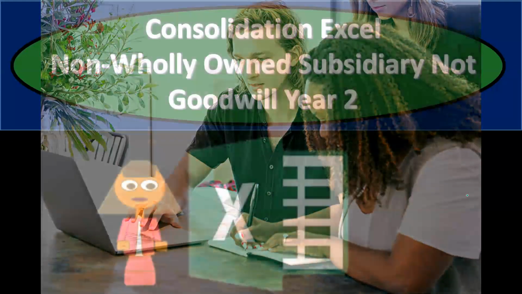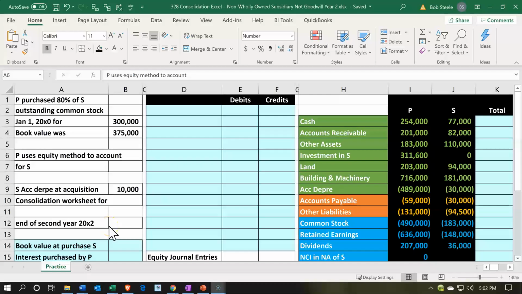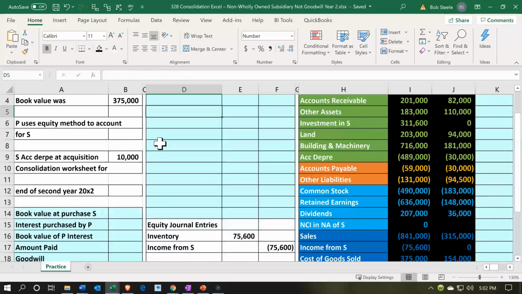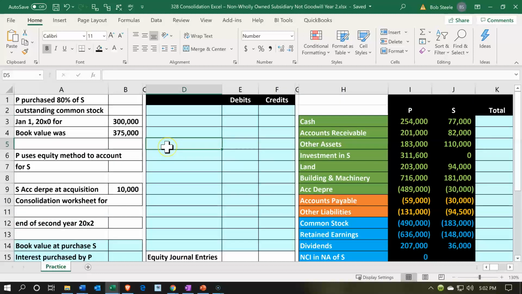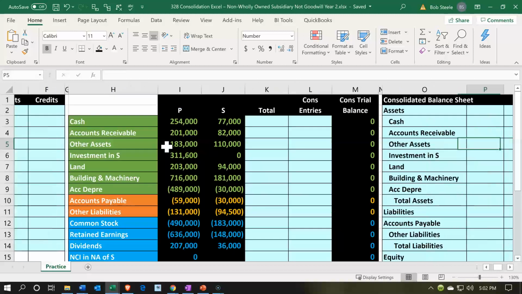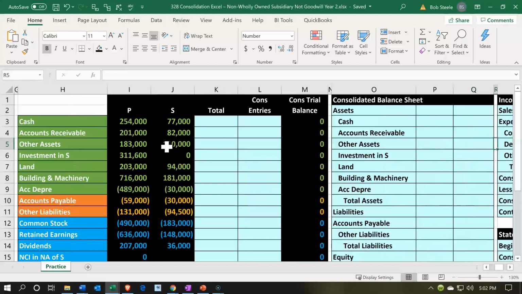Get ready to account with Advanced Financial Accounting. Here we are in our Excel worksheet. We have our information on the left-hand side. We're going to enter that information into the blue area on the right side and below, including the journal entry as well as our worksheet. And then we'll put this into financial statements: balance sheet, income statement, statement of retained earnings.